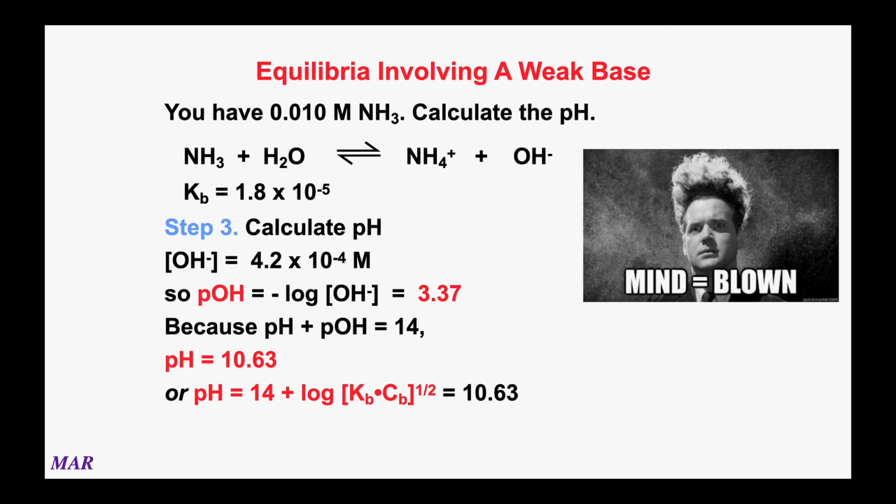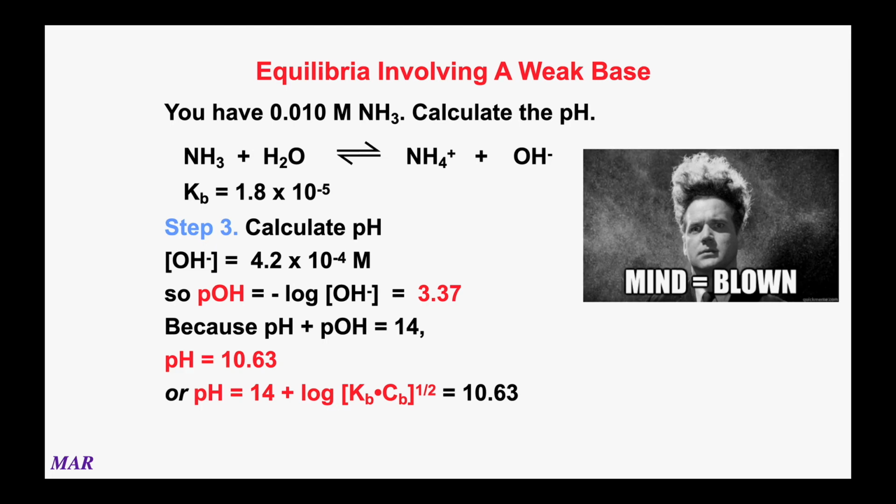Now, I love these expressions because most of the time in science we're trying to find the pH of something, and if you can use 14 plus log square root Kb times Cb, you don't need an ice table. You do have the Kb, you've got the Cb up there, you can just plug and chug. So this is an alternative way to do it.